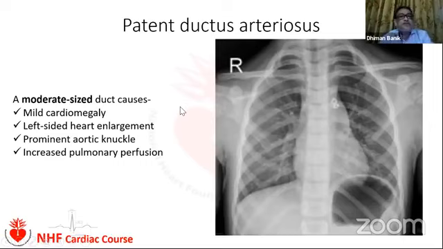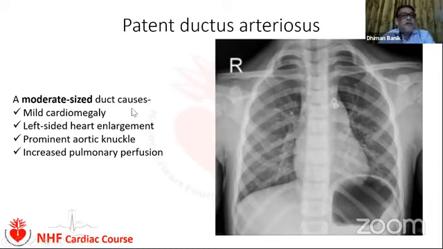In a moderate size duct, there may be mild cardiomegaly present in this chest radiograph. There is LV type apex, the aortic knuckle is prominent, and there is increased vascular marking. There are features of pulmonary hypertension. Pulmonary vessels are slightly dilated. This is a moderate sized patent ductus arteriosus.